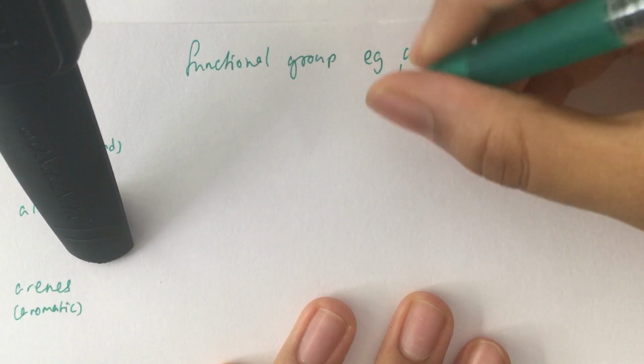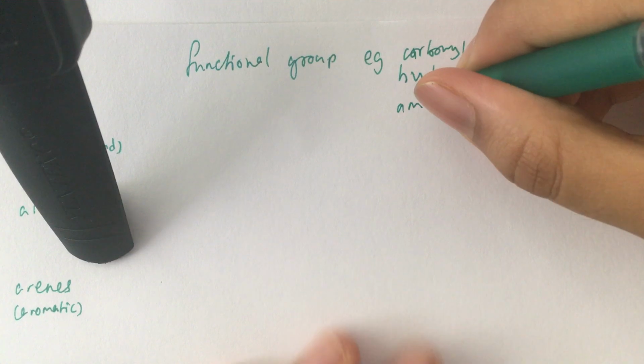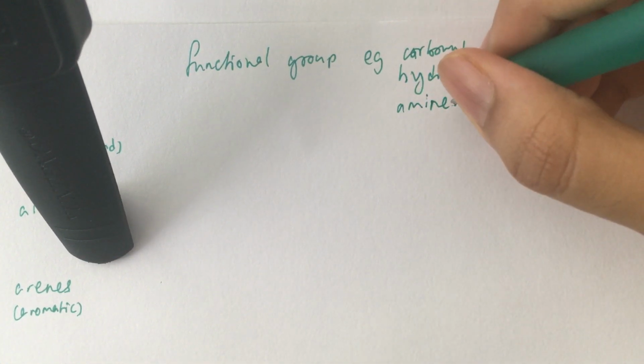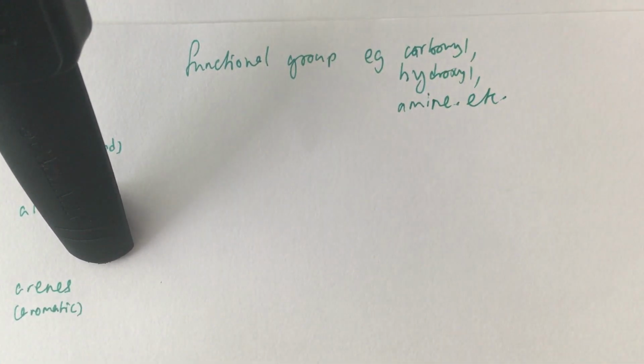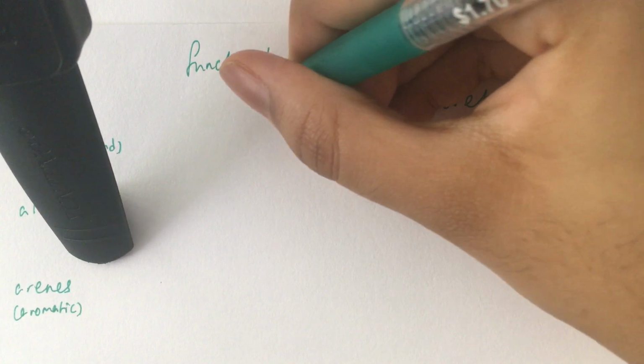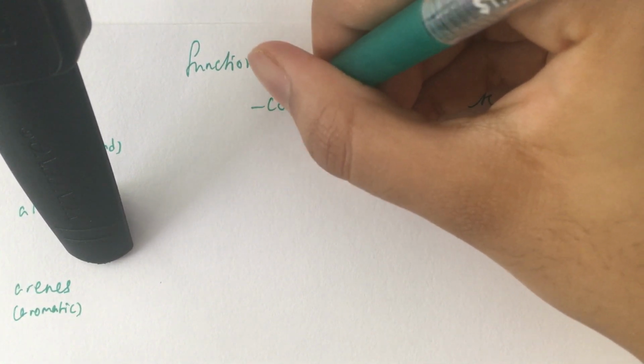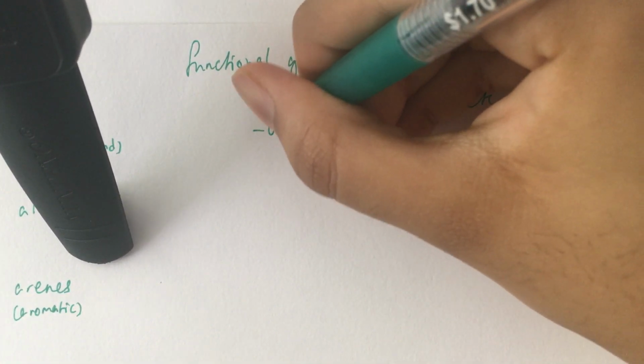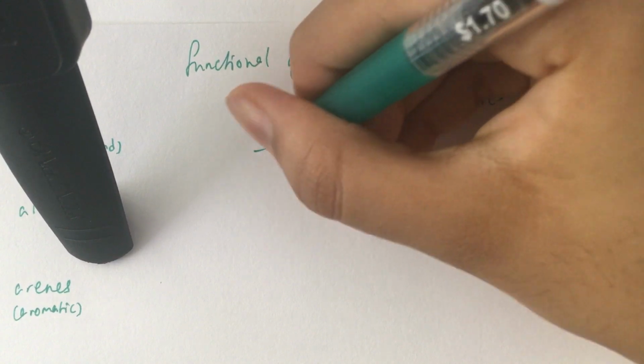I mean, technically a methyl can be a functional group too. But yeah, that's basically what the functional group is. If you read it, that's what you understand it to be. You don't really need to write the definition of functional group, so please don't write this.